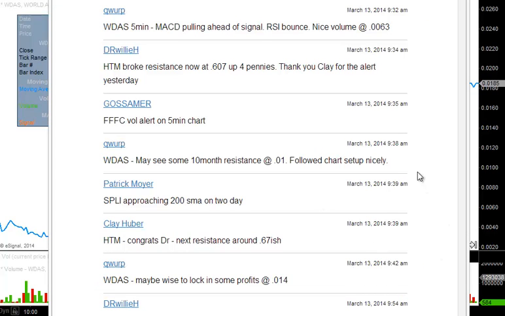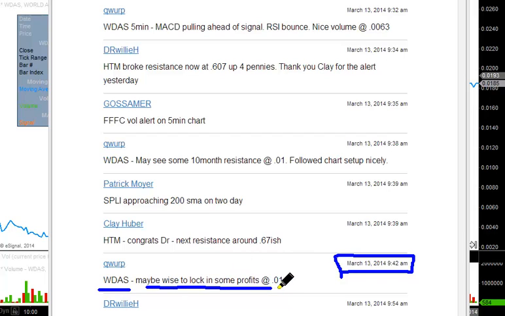But this here is what I feel separates us from the rest, and that is Q. He alerted it, and then 10 minutes later, look what he's saying. May be wise to lock in some profits at 0.014. So he is just giving others friendly advice that it might be wise to lock in some profits.